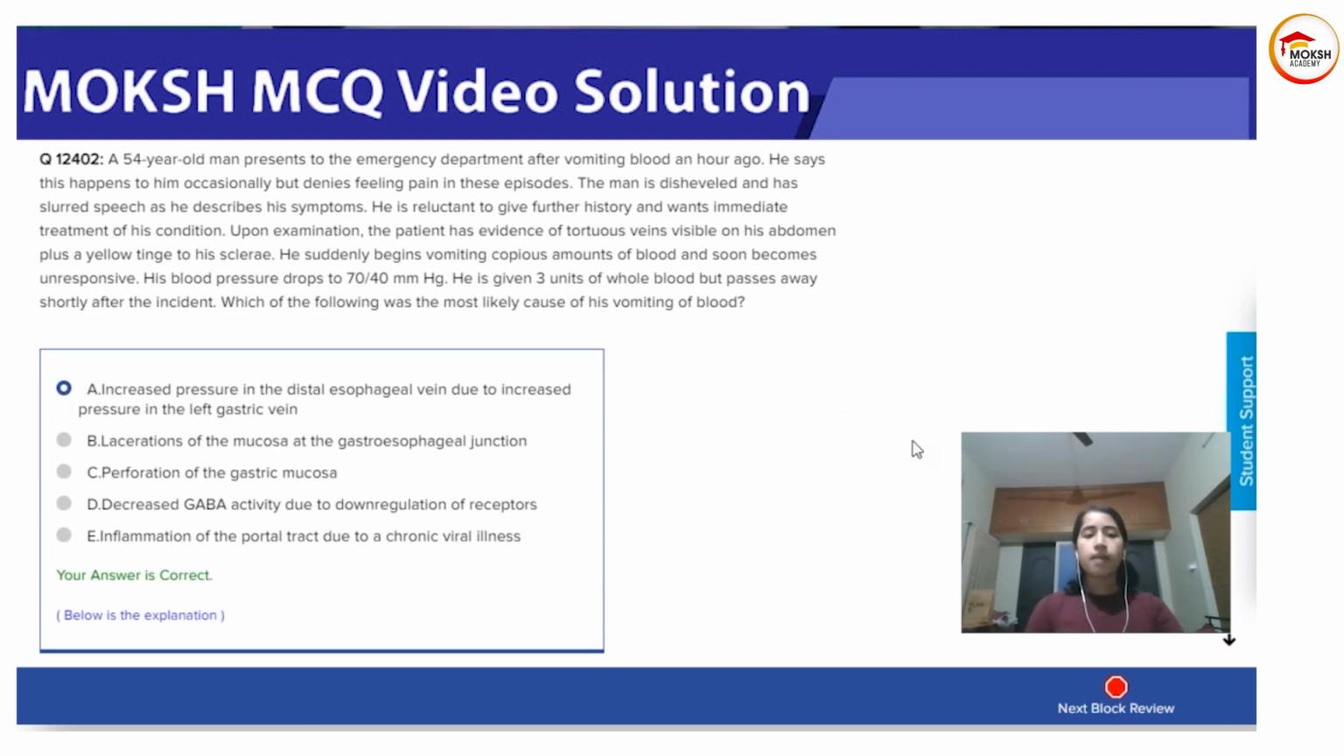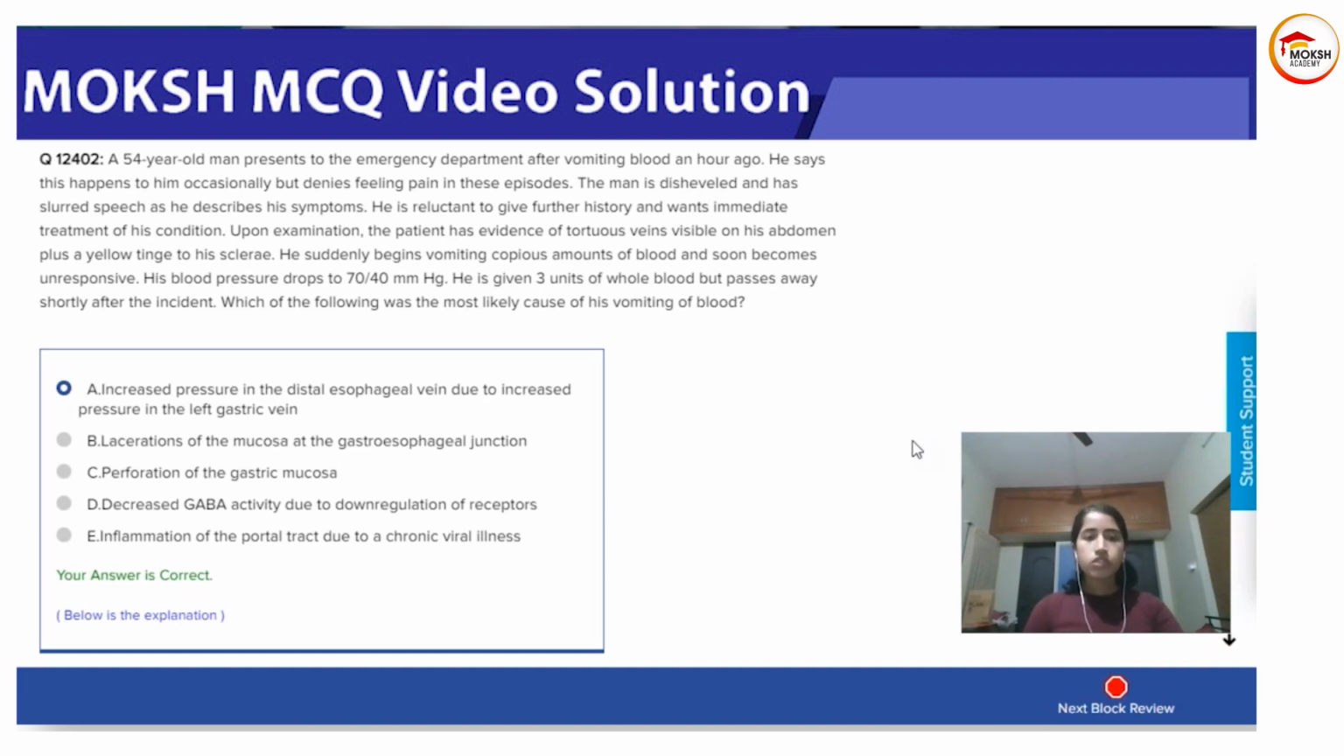Option D is decreased GABA activity due to downregulation of receptors. Here they're just talking about alcohol withdrawal. So like I mentioned from the question stem, you know that the patient is alcoholic, but he does not show any of the signs of alcohol withdrawal, which usually are anxiety or tachycardia or sweating or seizures or delirium tremens. These come slightly later, but even otherwise, you just need to know that this is not alcohol withdrawal.